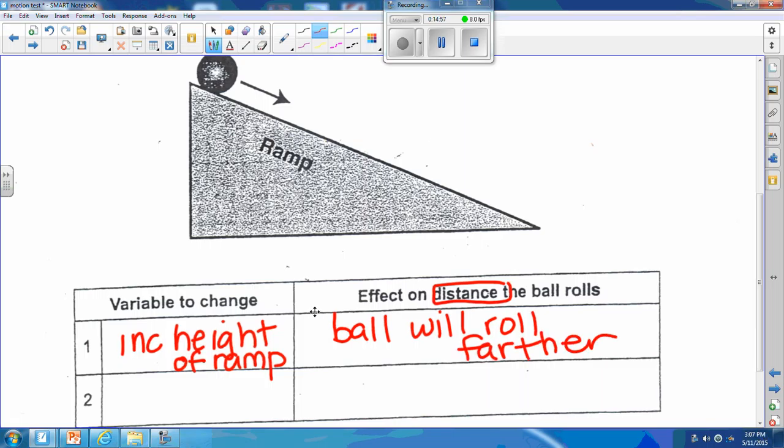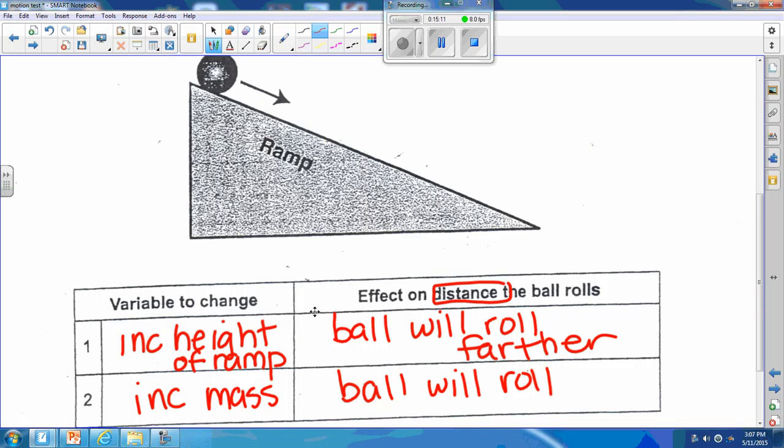If I increase the mass of the ball, it will roll farther. If I decrease the mass of the ball, it will not roll as far. You want to talk about distance. So you can shorten the height of the ramp and the ball will not roll as far. You can lessen the mass and the ball will not roll as far. So you need to make sure that you answer the questions properly. Okay, that concludes your test corrections.